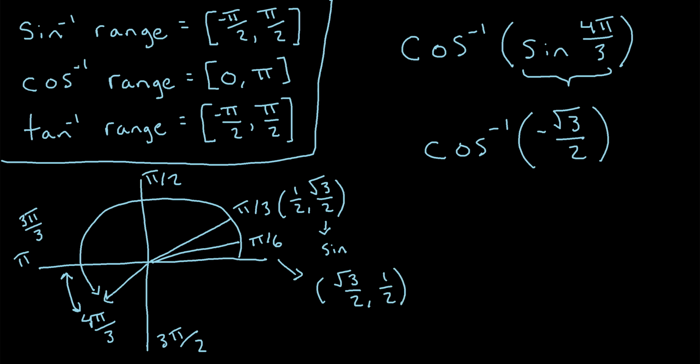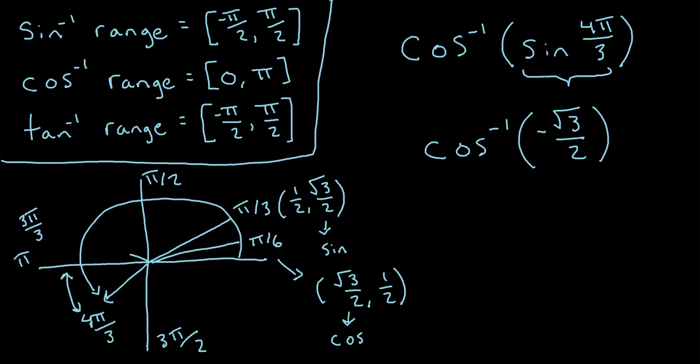So I should mention the range of inverse cosine is from 0 to pi. So we're only considering angles in this range. So we found that pi over 6 has the xy coordinates root 3 over 2 and 1/2. And root 3 over 2 corresponds to cosine. So that's not our answer because we're looking for a negative root 3 over 2.